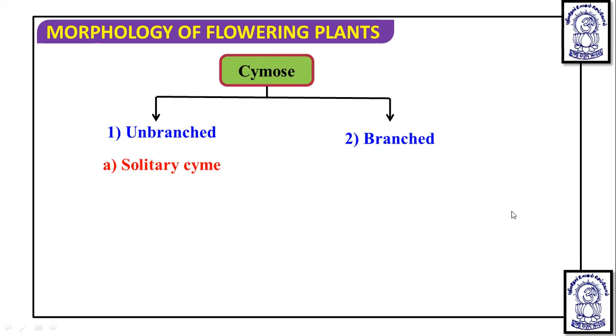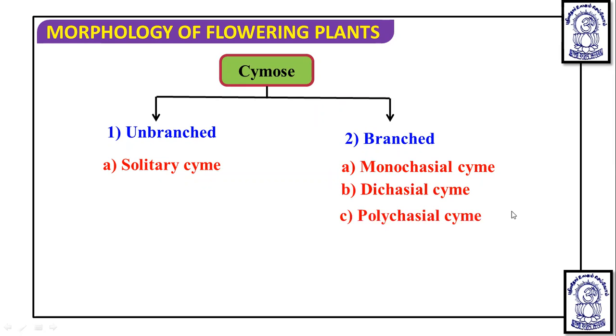It can be in a branched condition or unbranched condition. In unbranched, we will study the solitary cyme, and in branched, we will study the monochasial cyme, dichasial cyme, and polychasial cyme. Let's understand this. When we talk about a solitary cyme, solitary means a single flower. The peduncle terminates into the single flower, then it is known as solitary cyme.